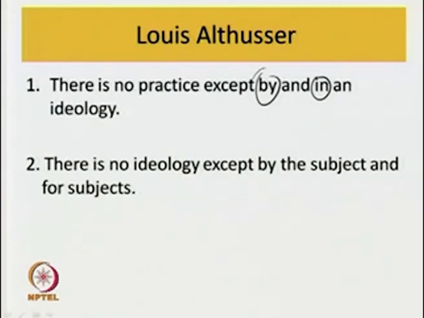Second, look at the next point here. He says there is no ideology except by the subject and for subjects. I am reading it again. There is no ideology except by the subject and for subjects, in the sense that, A, there cannot be any cultural practice without an ideology, and B, where is the question of having an ideology if there is nobody to construct it in the first place, and nobody for whom it is constructed?